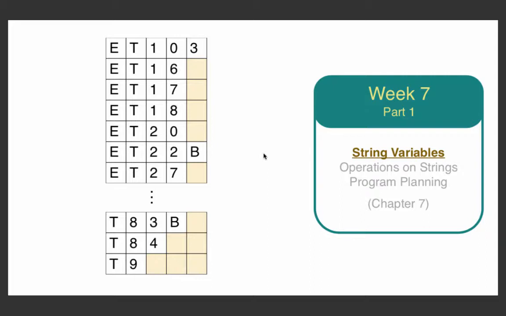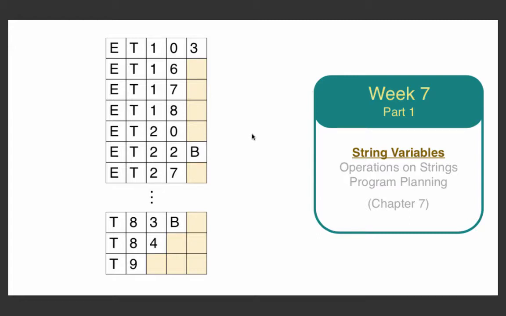applying the genetic code, to simulate what a ribosome does in a cell to convert from the nucleotides in a messenger RNA molecule into a peptide or a chain of amino acids. So it's all about string manipulation, that assignment. I want to go over more about string variables here. We've seen them before, but I want to go into more detail. And then at the end, I want to talk a little bit more about program planning.